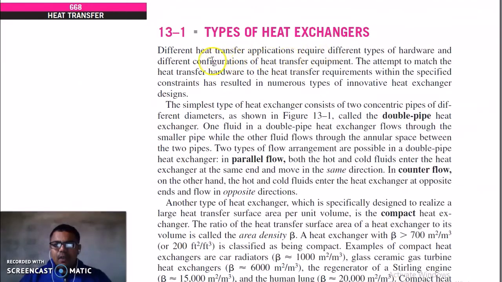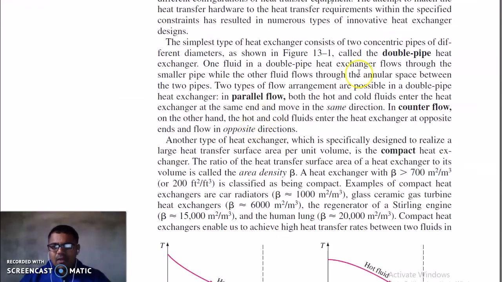Types of heat exchangers. Different heat transfer applications require different types of hardware and different configurations of heat transfer requirements. The attempt to match the heat transfer hardware to the heat transfer requirements, within the specified constraints, has resulted in numerous types of innovative exchanger designs. One of the most common is the double pipe heat exchanger.